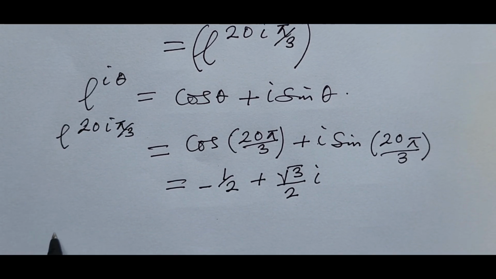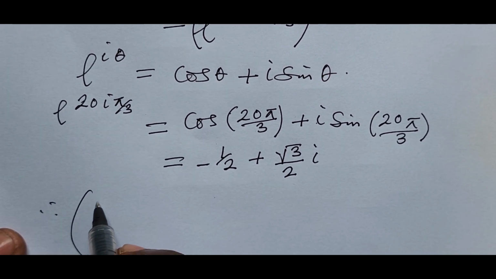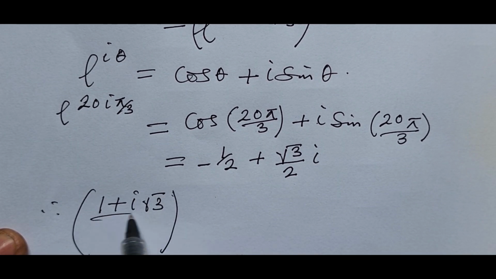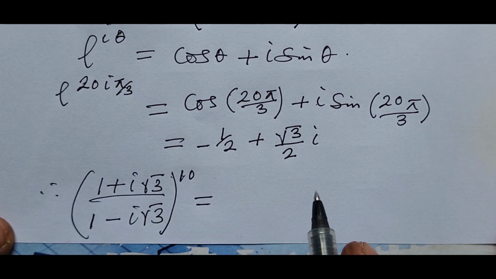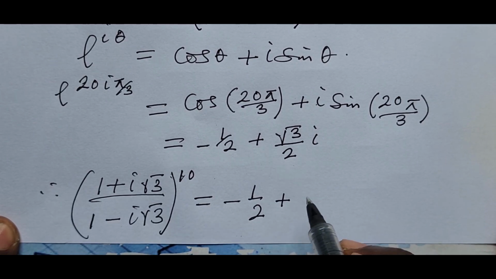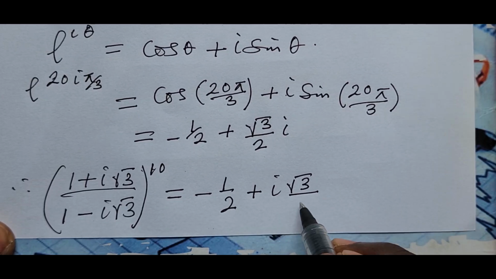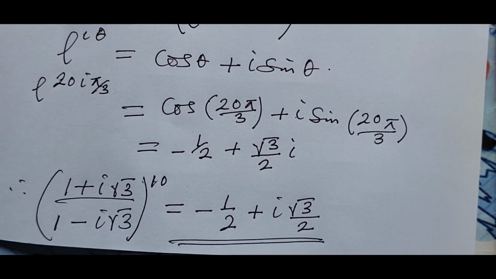Therefore, our expression, which is bracket open 1 plus i root 3 bracket close all over 1 minus i root 3, all raised to the power of 10, is equal to minus 1 all over 2 plus i root 3 all over 2. So this is the answer to this expression.